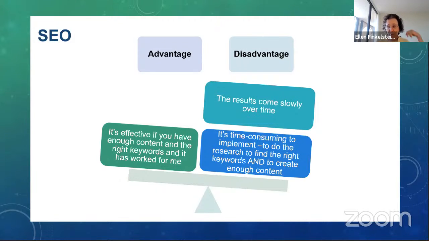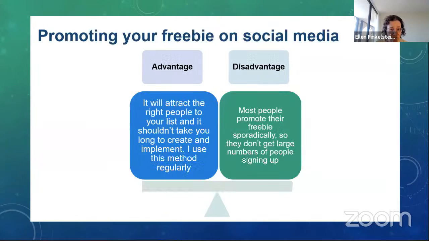It's just when you're doing something a little bit more general, like having an online business, that's so much more general. It's harder to get results with SEO. So the disadvantage is that the results come slowly over time. And it's also fairly time consuming to implement, to do the research, to find the right keywords, and to create enough content so that it brings people to you, and then to have Google say, okay, this is good. And so now I'm going to put you at the top of the list of when people search. So that's search engine optimization.